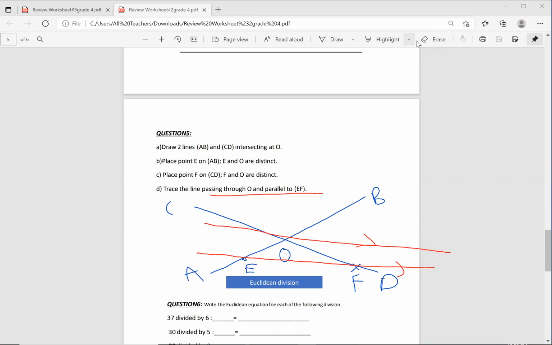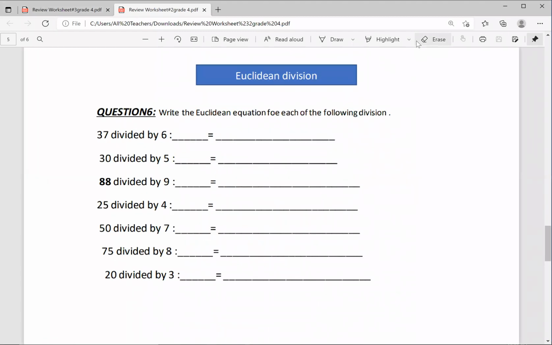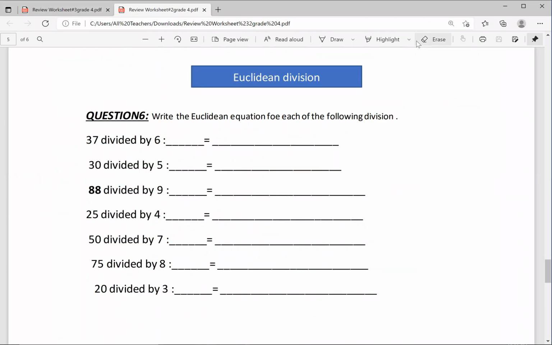In this question, we need to write the Euclidean equation. Let us remember together, how do we write the Euclidean division? So we write 37 equals, we open a bracket, 6 times. Now you think of a number you multiply 6 by to get 37. It's 6 times 6, which is 36, but we still have 1 as remainder. So that's the Euclidean equation. Now 30 equals, we open a bracket and we put 5 times. 5 times what? It's actually 5 times 6 without any remainder, so plus nothing.